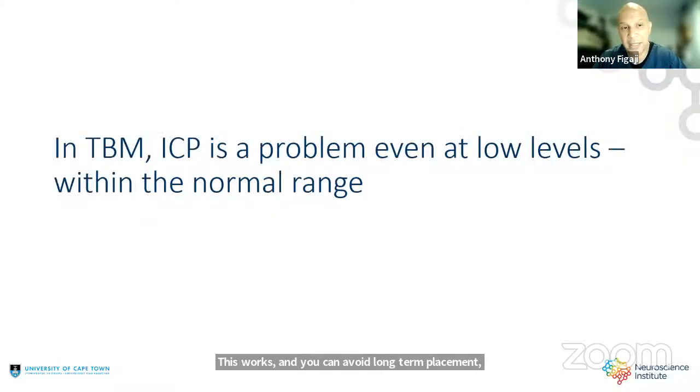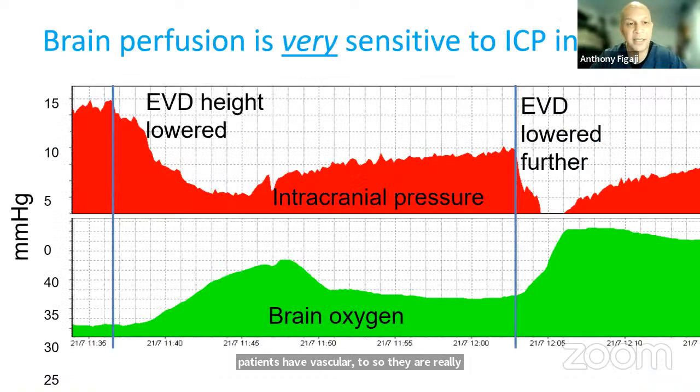You have to keep in mind that intracranial pressure is a real problem, even at low levels of ICP within the normal range, because remember that these patients have vasculitis, so they're already perfusion limited. So this isn't atypical. This is a kid with brain oxygenation. And here you can see the intracranial pressure, not particularly high. Child's got a ventricular drain in. Here we lower the height of the ventricular drain, so the pressure comes down from 15 to about 6 or 7. And you can see how the brain oxygenation goes up.